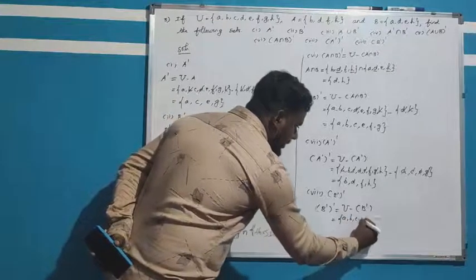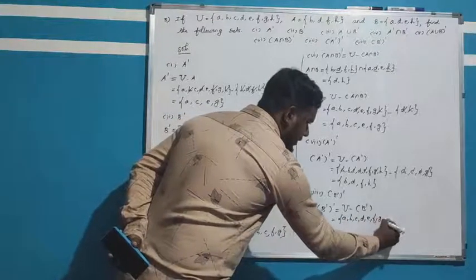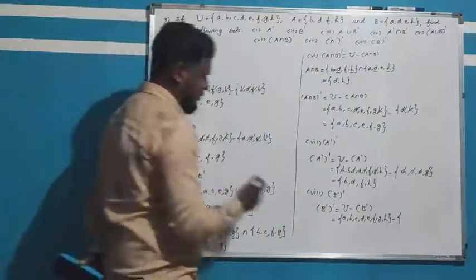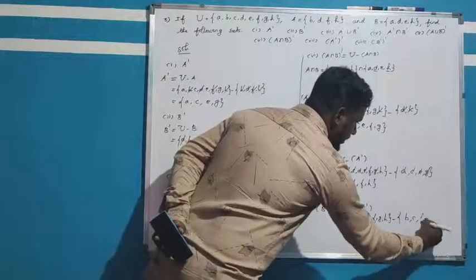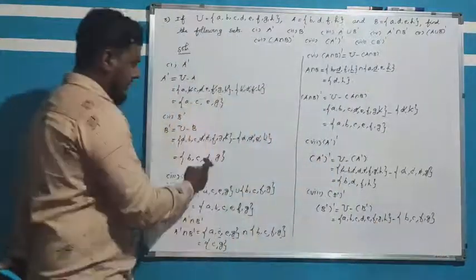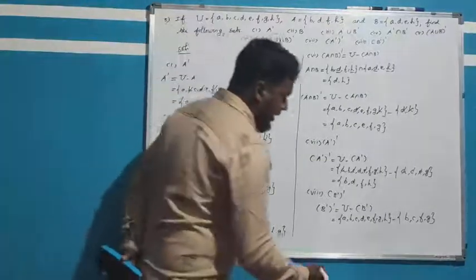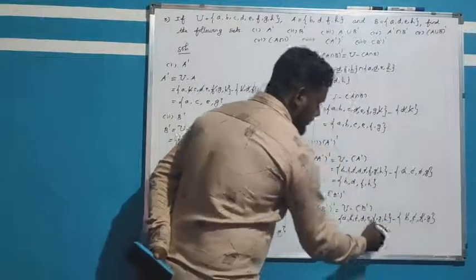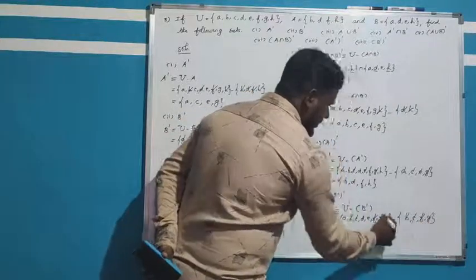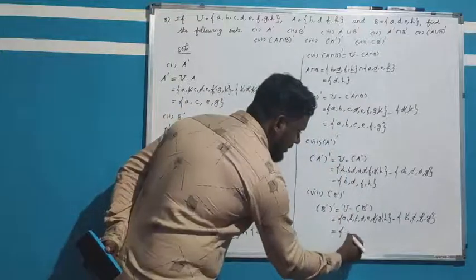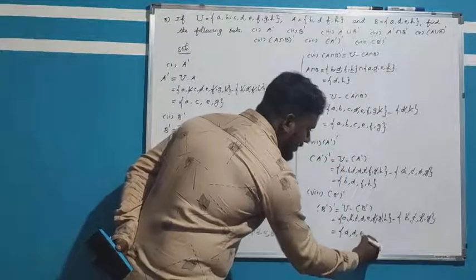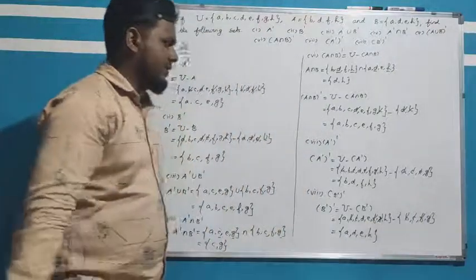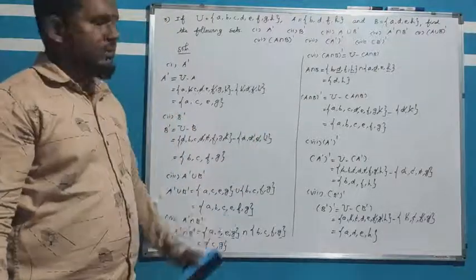A, B, C, D, E, F, G, H. Difference. What is B'? It is given: B, C, F, G. There are common elements. So B, B cancel, C, C also cancel, F, F also cancel, and G, G also cancel. The balance in the first set is A, D, E, H. So in this way we can find it. Did you understand this?